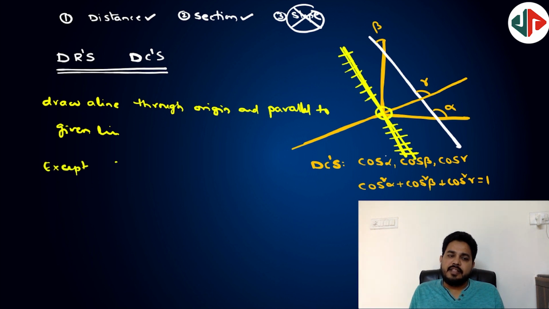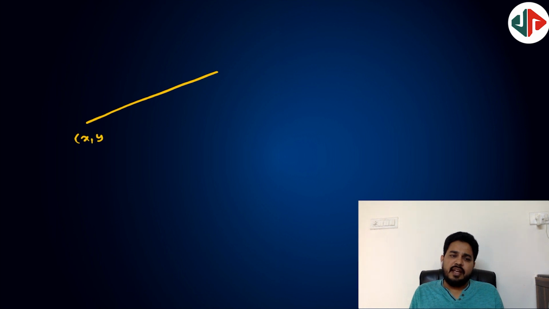Except origin, rest all the points are direction ratios. So how are we going to discuss this? How can we find this? Very simple. I need to find the direction ratio of the line joining x1, y1, z1 and x2, y2, z2.